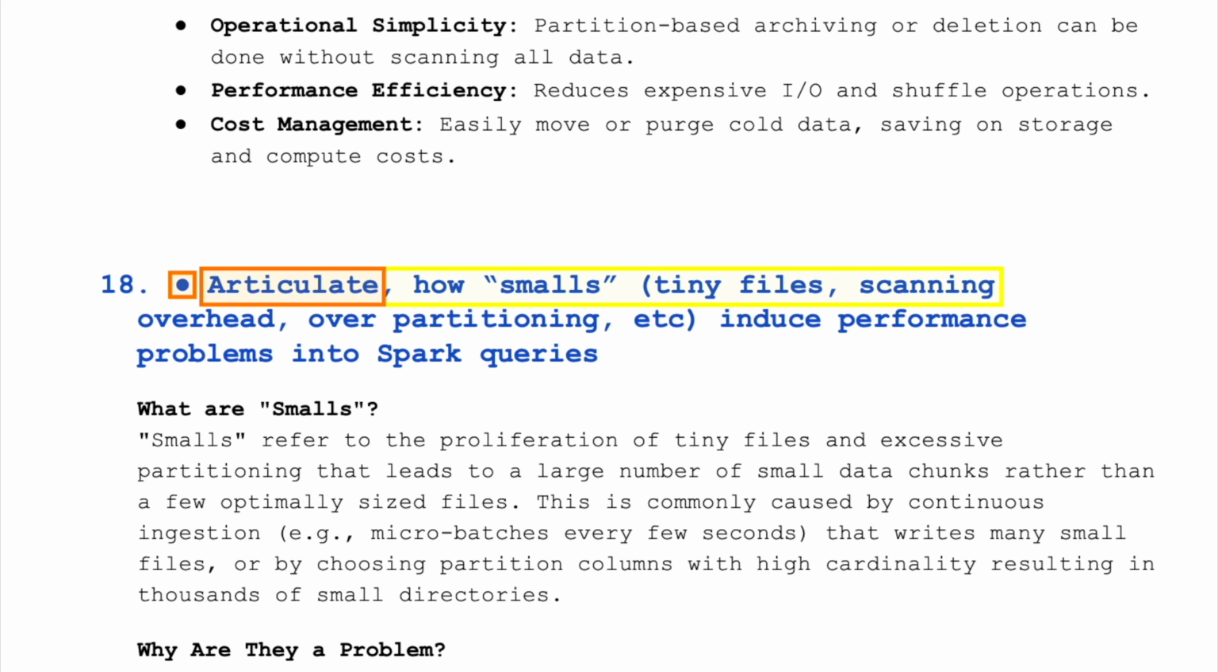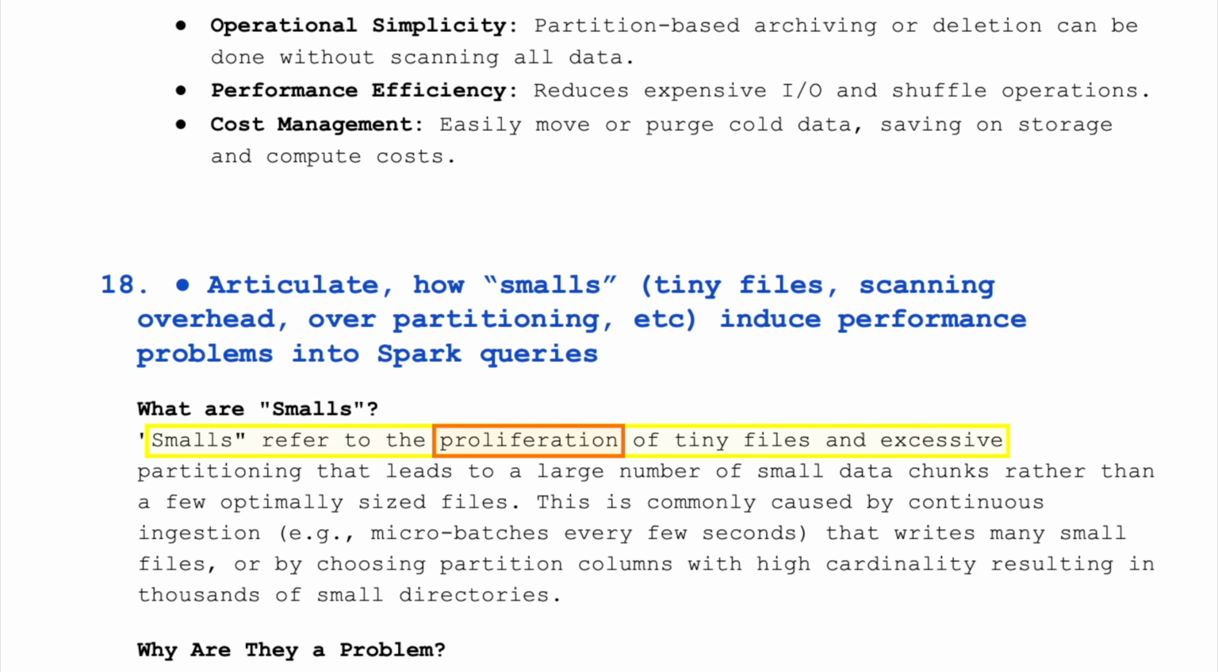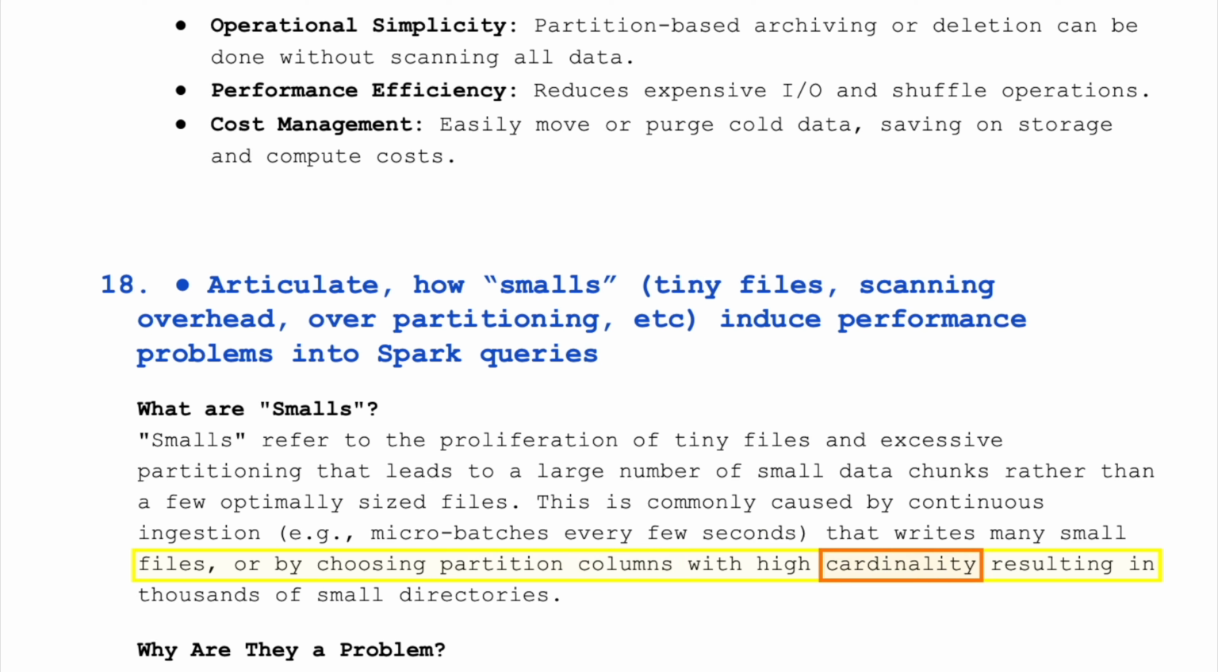18. Articulate how smalls, tiny files, scanning overhead, over-partitioning, etc. induce performance problems in Spark queries. What are smalls? Smalls refer to the proliferation of tiny files and excessive partitioning that leads to a large number of small data chunks rather than a few optimally sized files. This is commonly caused by continuous ingestion, for example, micro-batches every few seconds that write many small files, or by choosing partition columns with high cardinality, resulting in thousands of small directories.